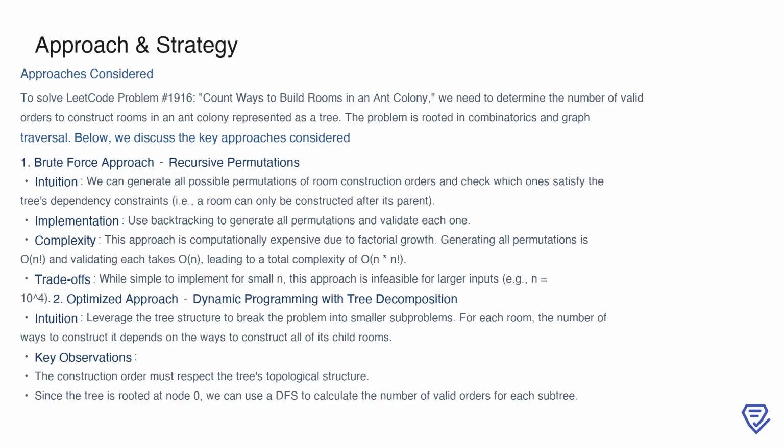One approach is the brute force method, where we generate all possible permutations of room construction orders and validate them against the tree's dependency constraints. This can be achieved using backtracking, which systematically explores all permutations. However, the downside is the exponential growth in complexity. Generating permutations has a time complexity of O(n!), and validating each one adds an additional O(n), making it impractical for larger inputs.